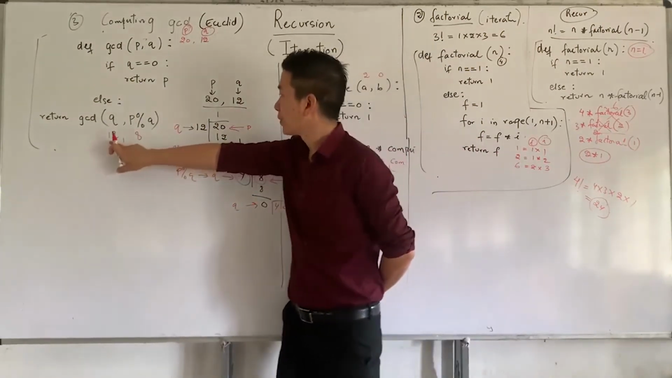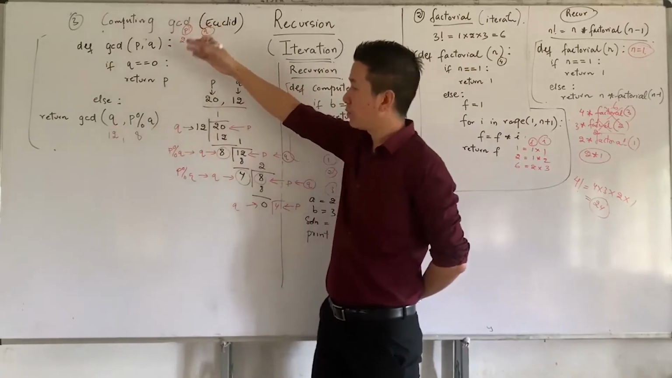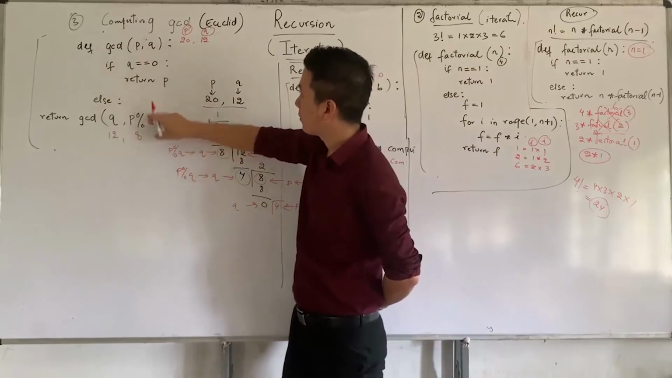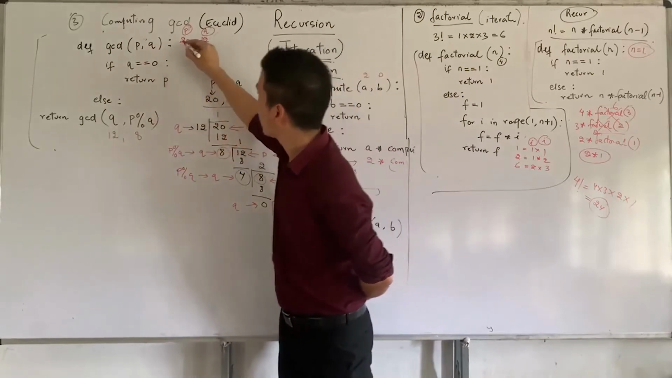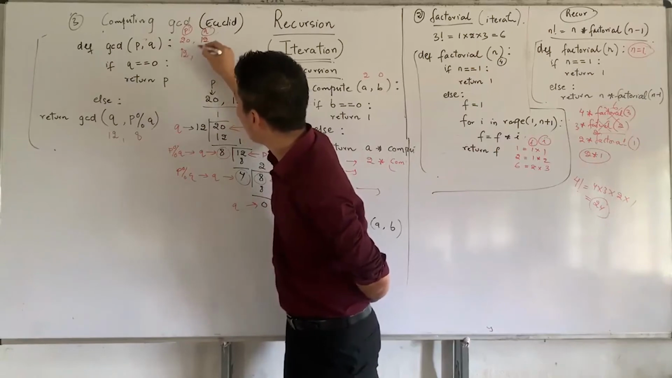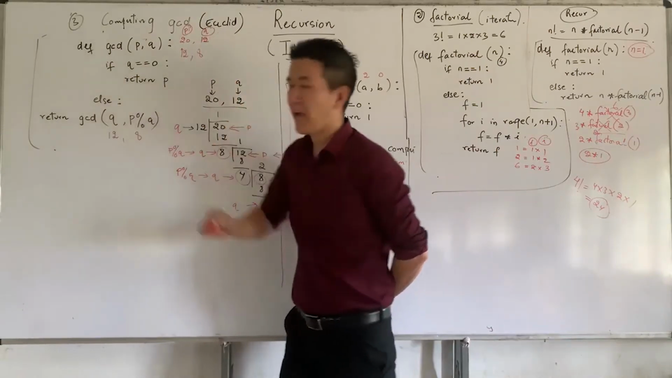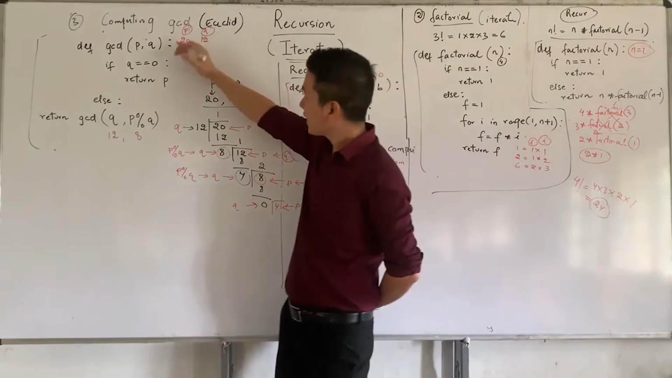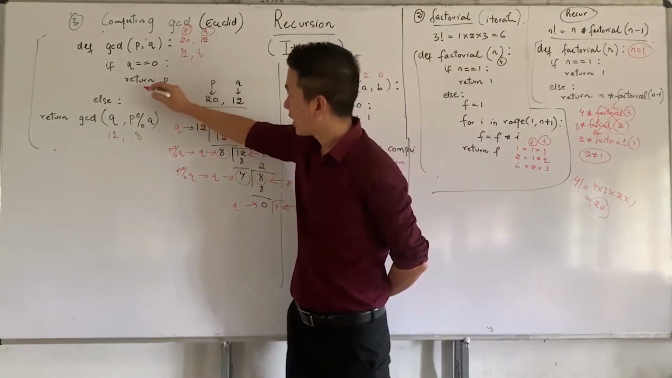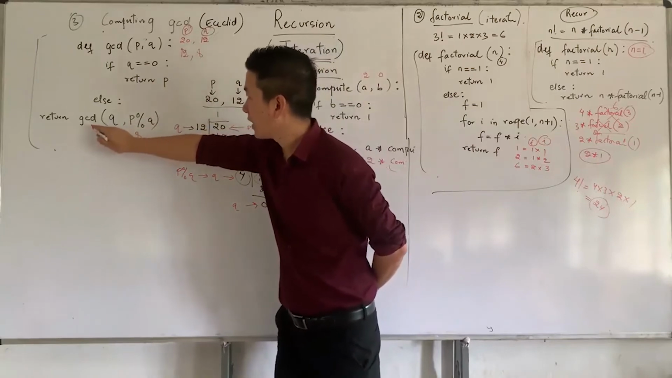So 12, again this is the second call, 12 will be passed on to P and 8 will be passed on to Q. So this time you are going to receive the value of P as 12 and the value of Q as 8. And then again move on, the value of Q being 8, it's not equal to 0. So again it gets in further, you have yet another call.